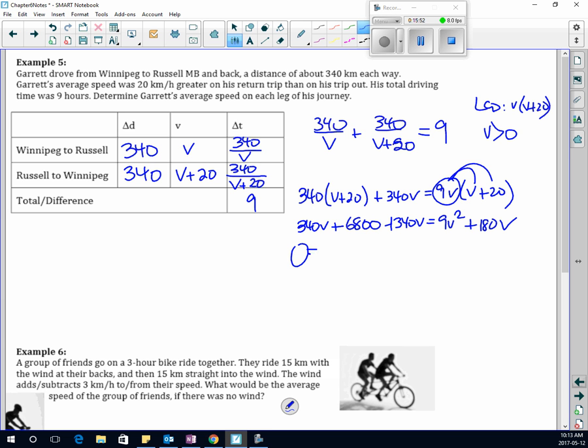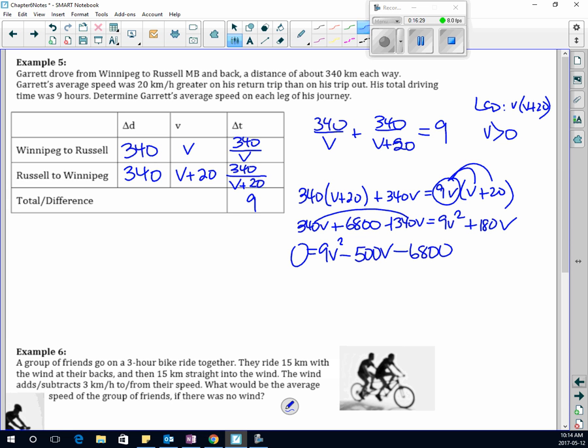I get 0 equals 9V squared plus, well, if I combine 340 and 340, I get 680. If I move that over by subtracting, I get minus 680 plus 180 gives me minus 500V. And then move the 6,800 over, I get minus 6,800. Oh, wow. So this might be hard to factor, so let's just do it in the quadratic formula.